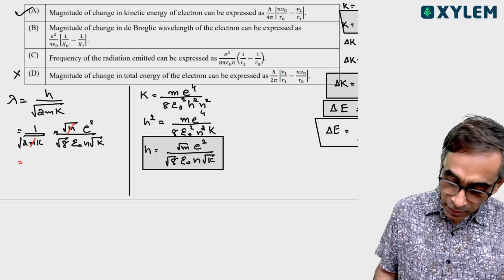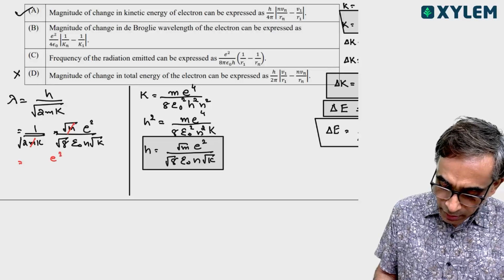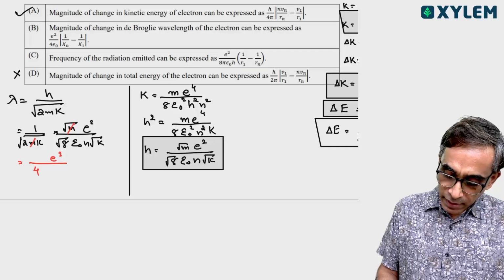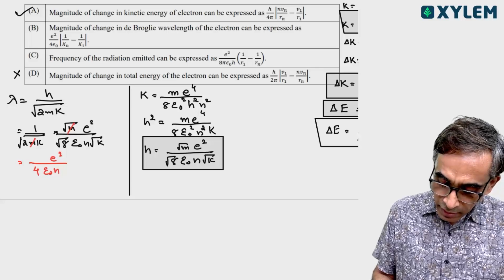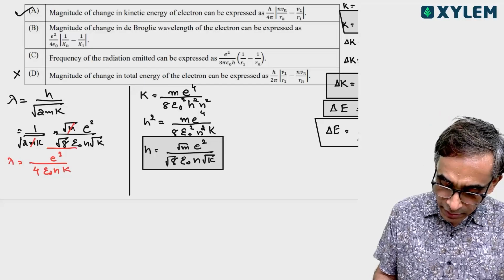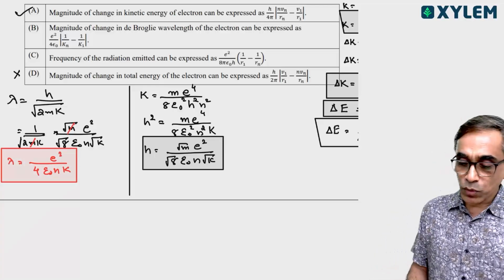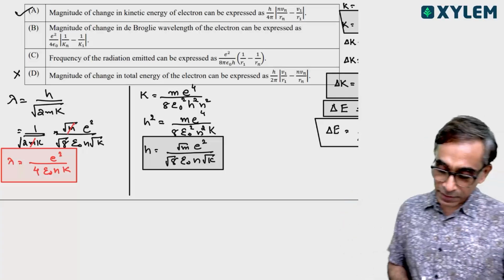This will give you again e square divided by 16 root, which is 4. Then you can see that epsilon 0 is there, n is there, root k into root k is k. So successfully we got this equation, e square by 4 epsilon 0 nk. e square by 4 epsilon 0 nk is the equation for de Broglie wavelength.